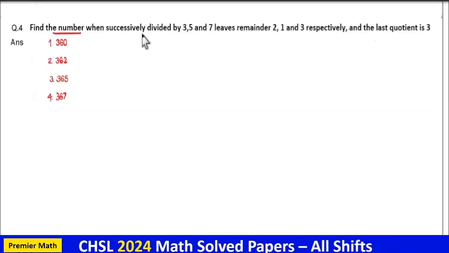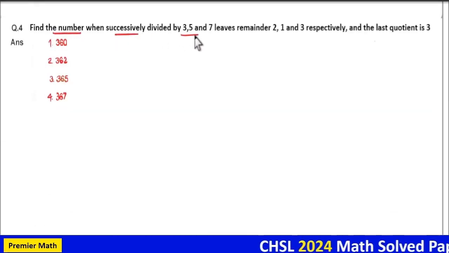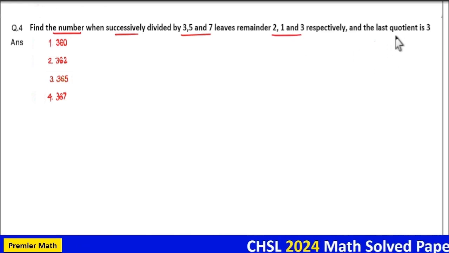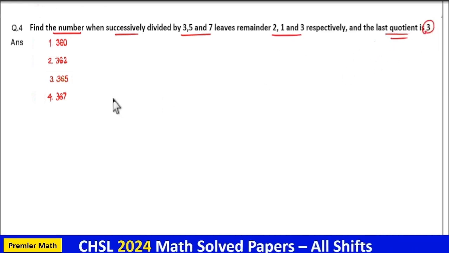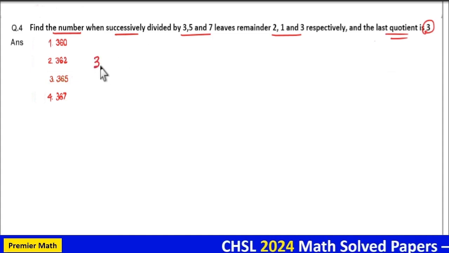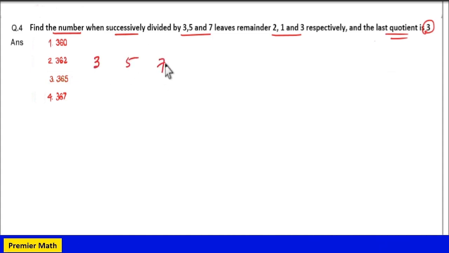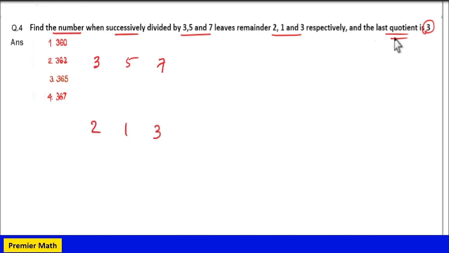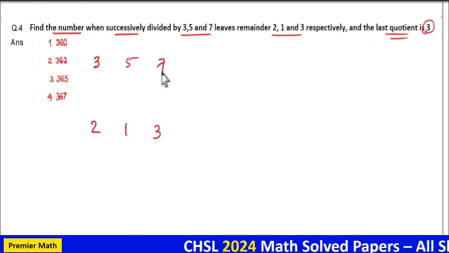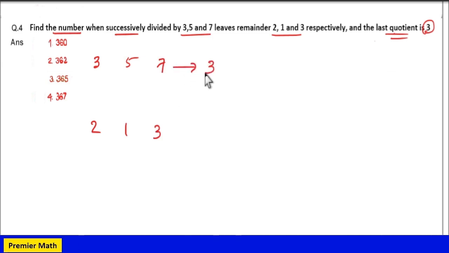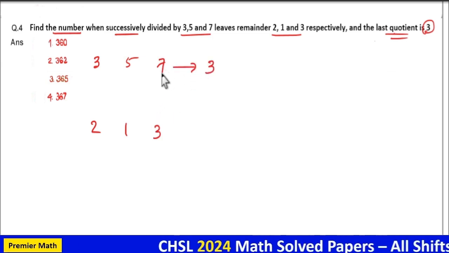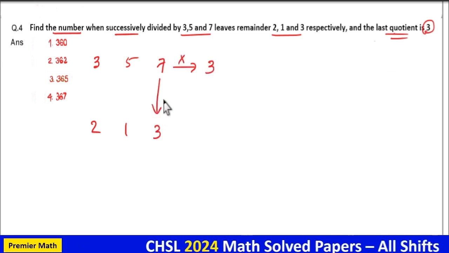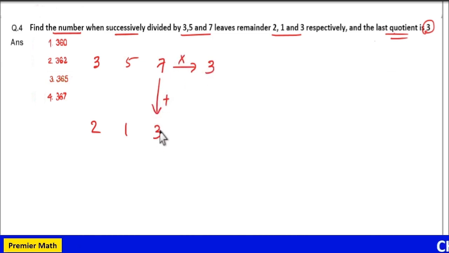Find the number which, when successively divided by 3, 5 and 7, leaves remainders 2, 1 and 3 respectively, and the last quotient is 3. Here there is a shortcut. Last quotient is 3 means when a number is divided by 7 it gives you 3. Now multiply 7 with 3. 7 into 3 is 21. Then add the remainder, that is 21 plus 3 is 24.